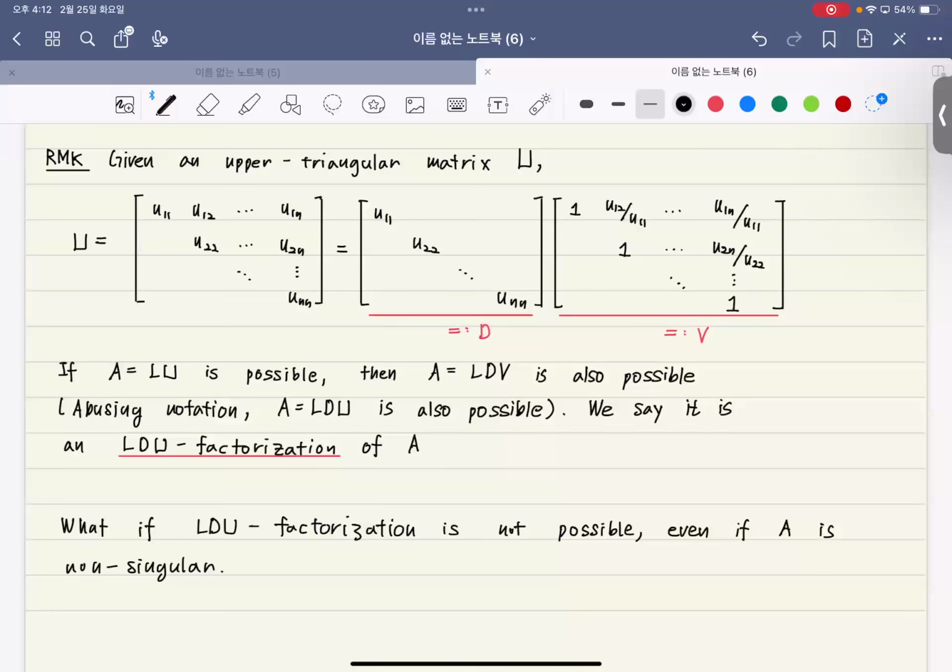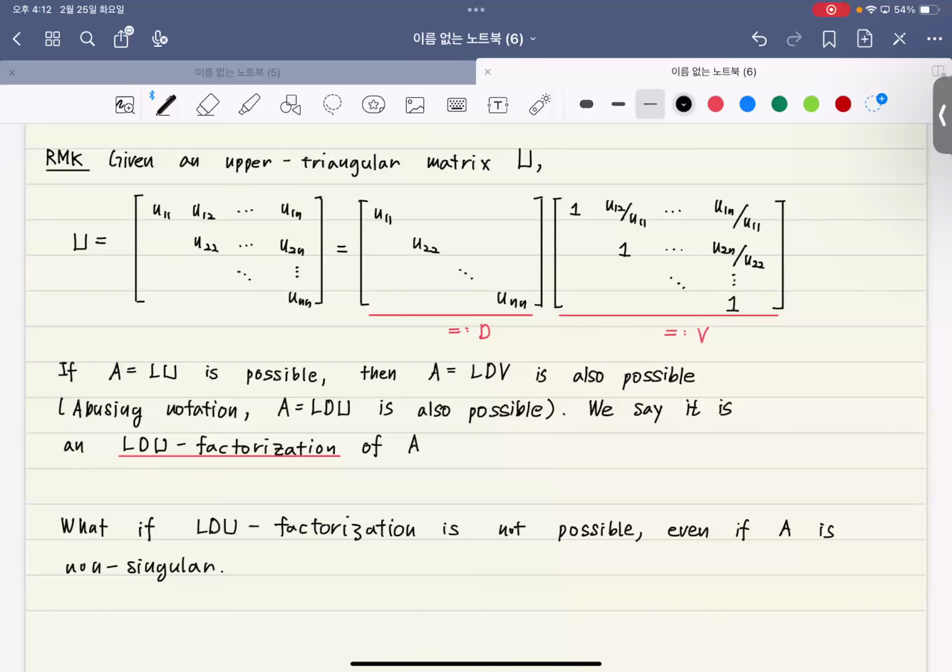There are two cases when LDU factorization is not possible. The first case is your matrix A is a singular matrix. That is, you can make it an upper triangular matrix by applying forward elimination, but some of your diagonals equal 0. Then your matrix A is singular. Then you cannot have an LDU factorization, right?